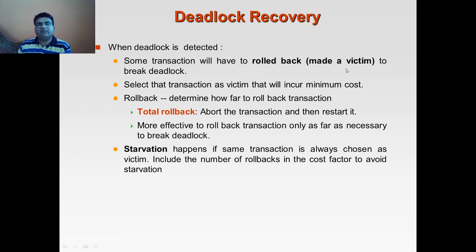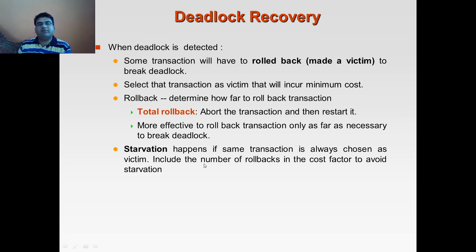So we need to choose a victim, and this victim should be chosen to break the deadlock. We select the transaction as victim that will incur minimum cost. So at any time we should choose the transaction which has the minimum cost, and roll back, either partial rollback or total rollback of the transaction, and then restart. The complete transaction can be restarted.